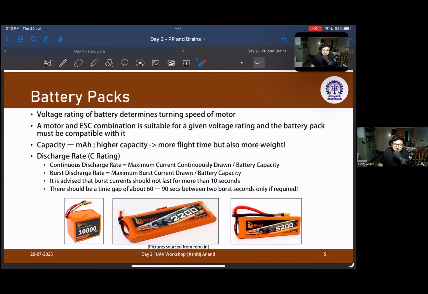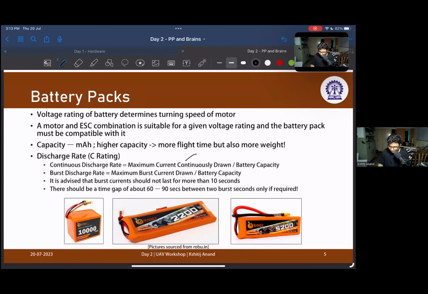So basically, let's say the maximum current drawn is roughly 30 amperes, and the battery capacity is 5200 milliampere hours. Then you can divide it and you'll get a unit for charge, and that is going to be current per second. I'll just do a small example.